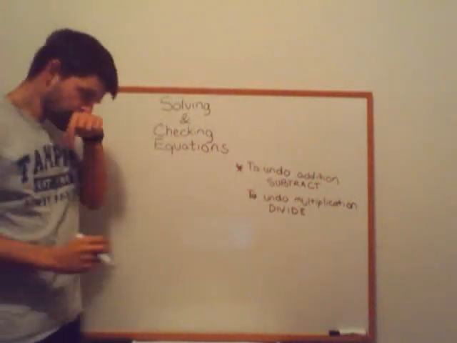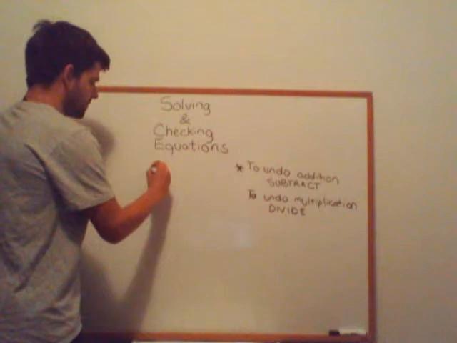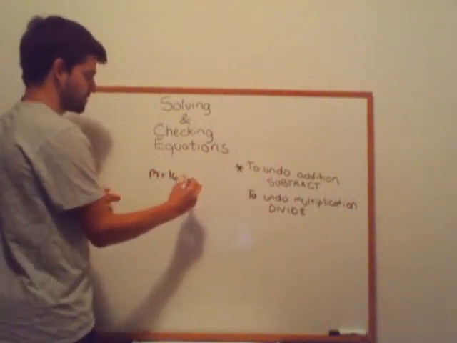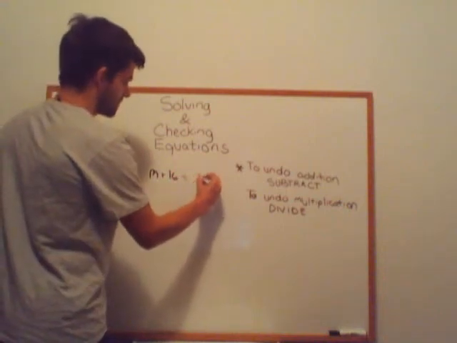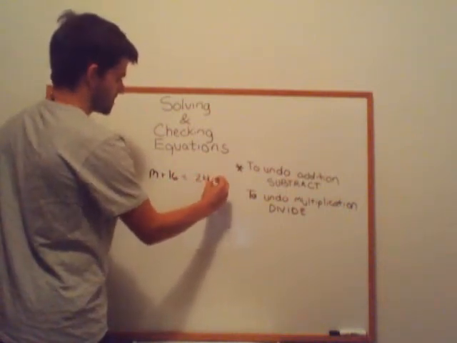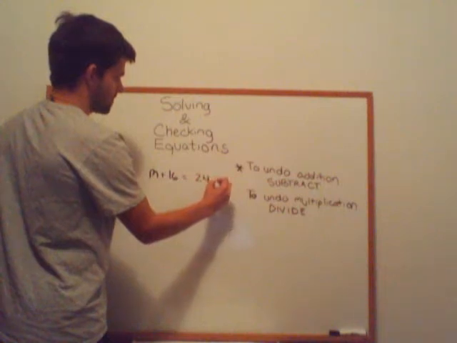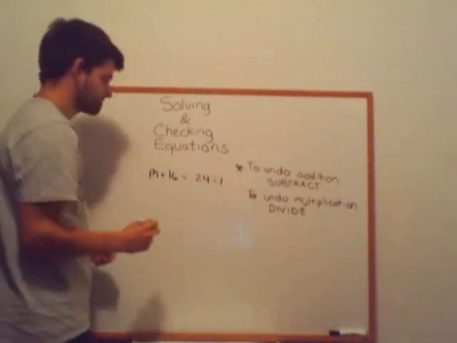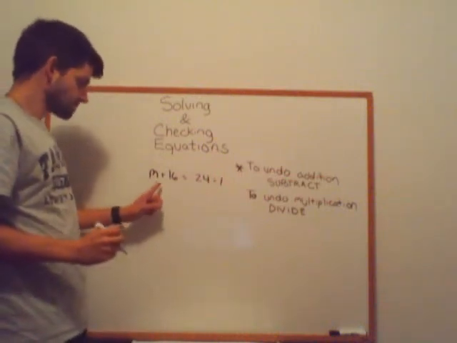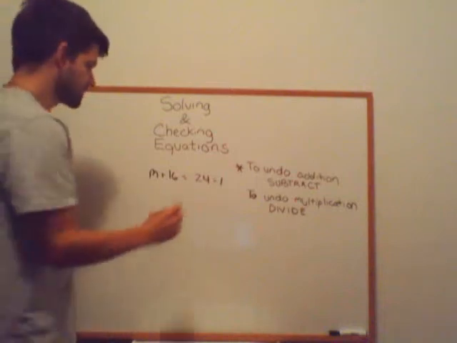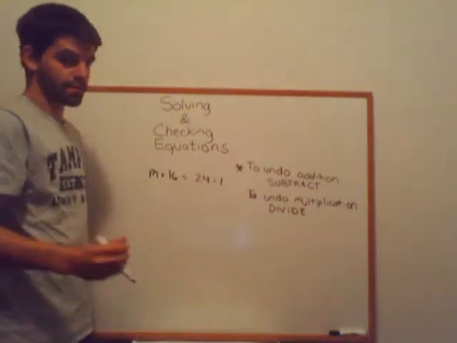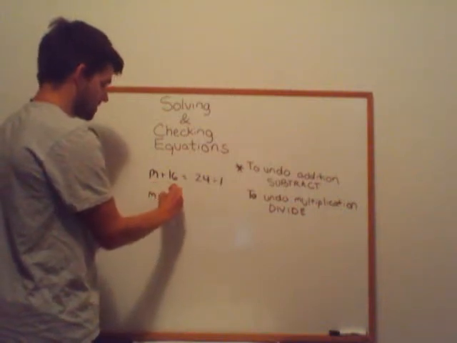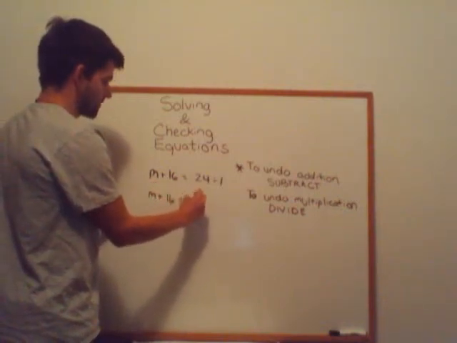Okay. Let's look at m plus 16 equals 24 divided by 1. Okay. So, again, do the side you know. 24 divided by 1, or anything divided by 1, is itself. So we have m plus 16 equals 24.